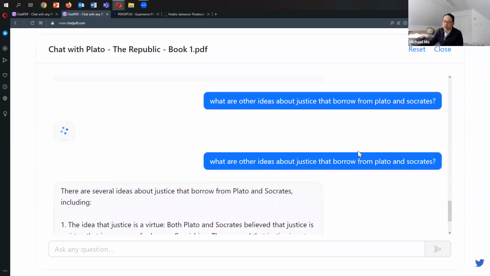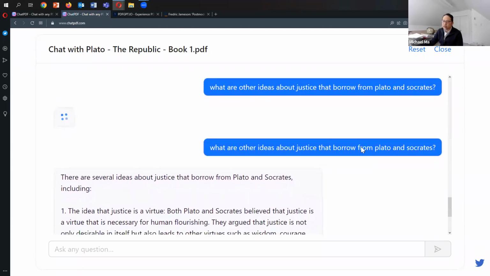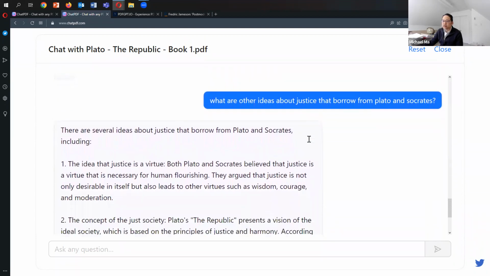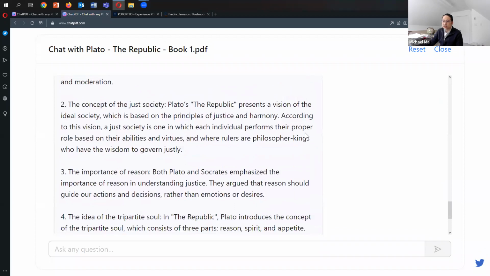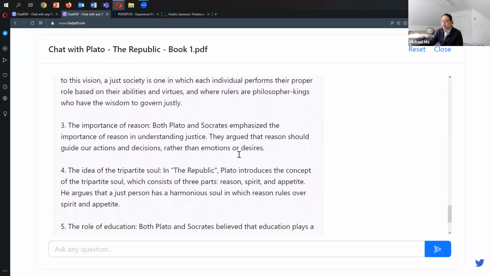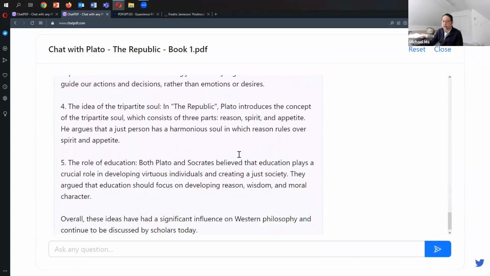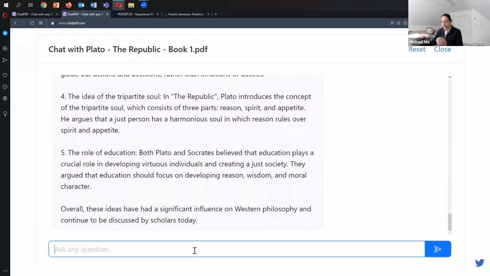Okay, so it says there are several ideas about justice that borrow from Plato and Socrates. That justice is virtue, the concept of the just society, the importance of the idea of the tripartite soul, the role of education. Yeah, those are good. Okay, can you suggest some references or citations? This is important.